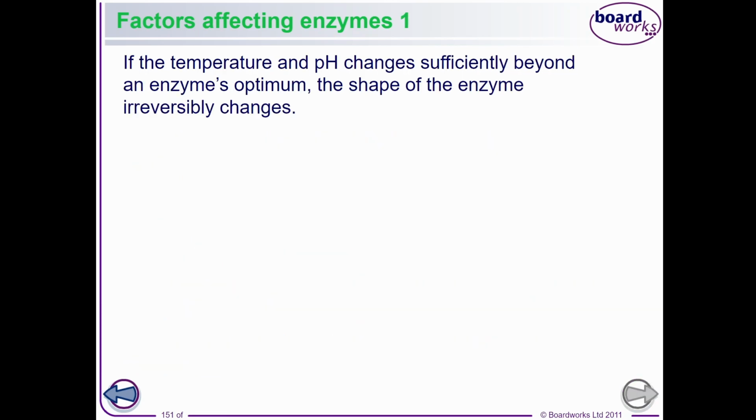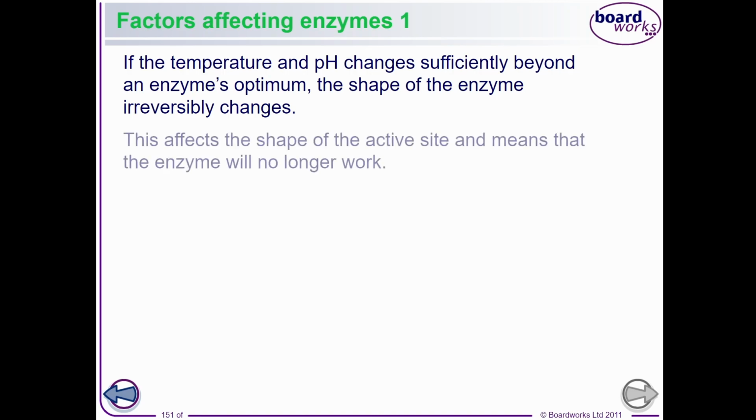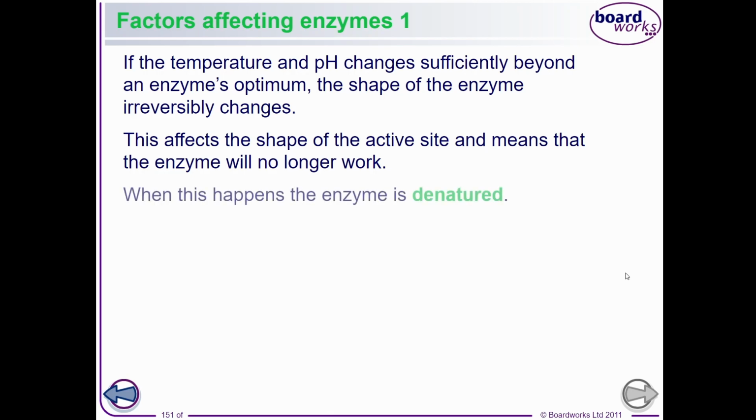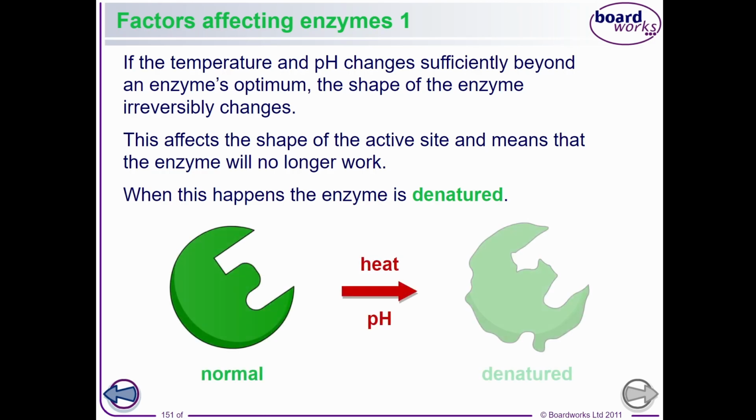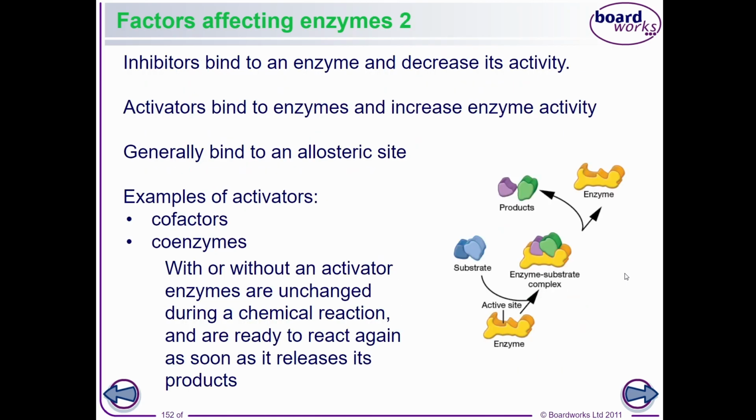We don't want to change it too much because we could irreversibly disrupt the protein shape. And if we affect the shape, the enzyme might no longer work. And this would be a process called denaturation, or we would say that when an enzyme unwinds and becomes non-functional, it's denatured. So you can see normal on the left, too much heat or too much change in pH can cause the denaturation or unfolding of the enzyme, making it non-functional or not specific enough to bind to its substrate.